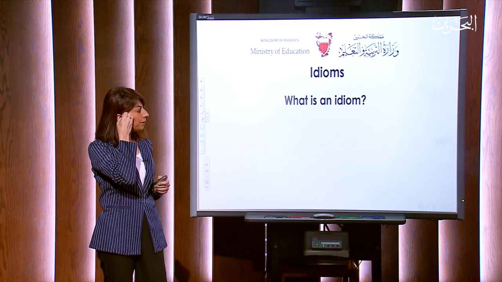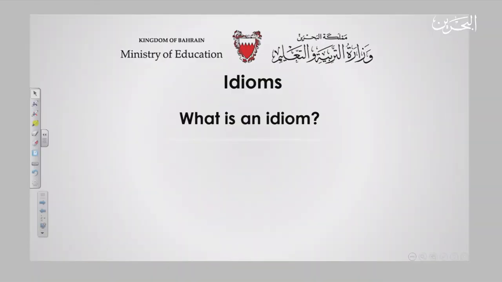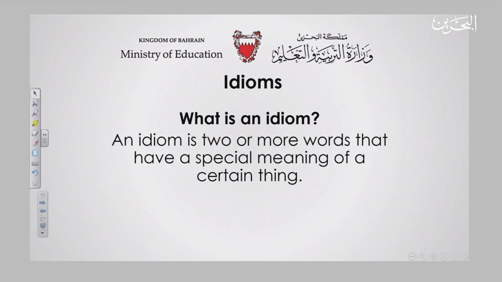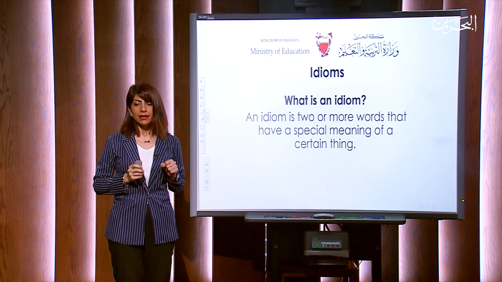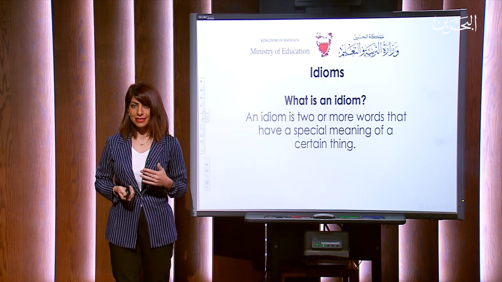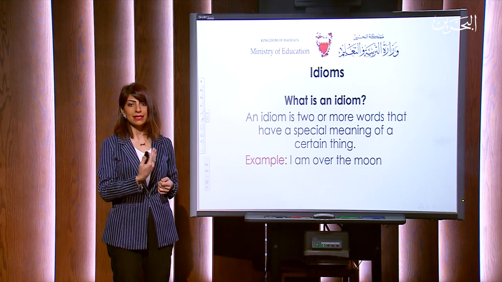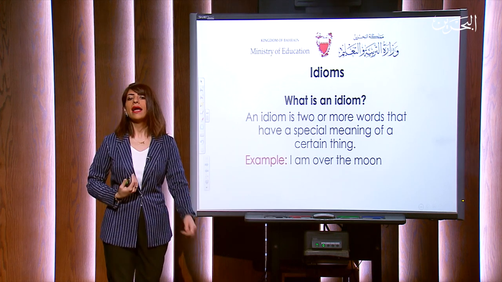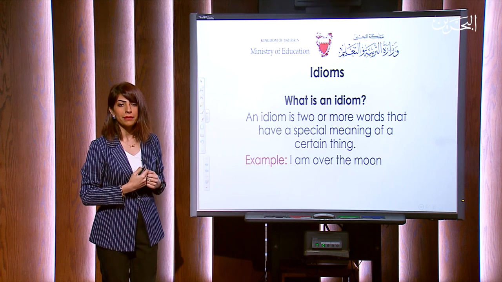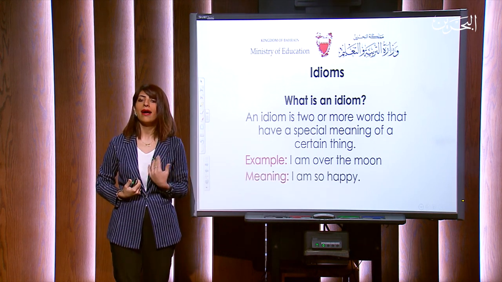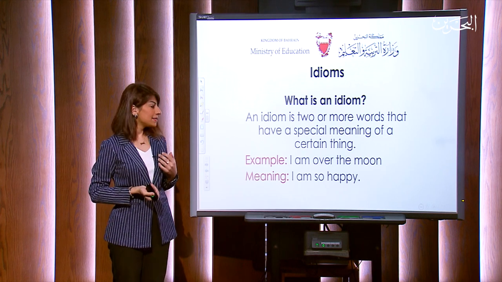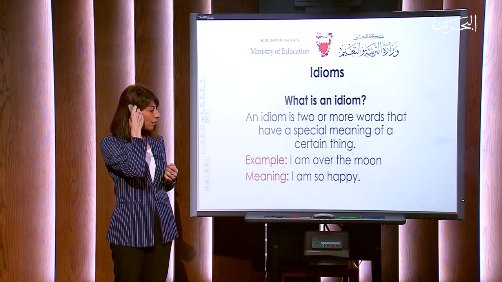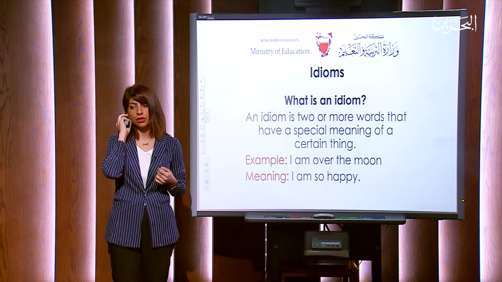What is an idiom? Have you ever heard about this word, or let's say about this part of speech? Let's see. An idiom is two or more words that have a special meaning of a certain thing. Is it clear? I don't think so. Let's make it clearer. This is an example. When I say, I am over the moon, what do I mean here? I mean that I am so happy. But instead of using I am so happy, I use I am over the moon.